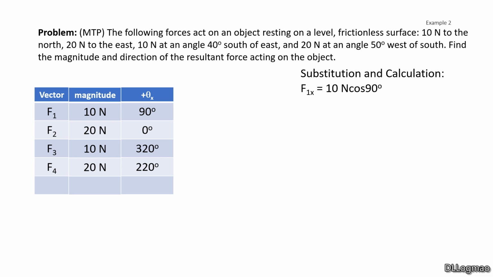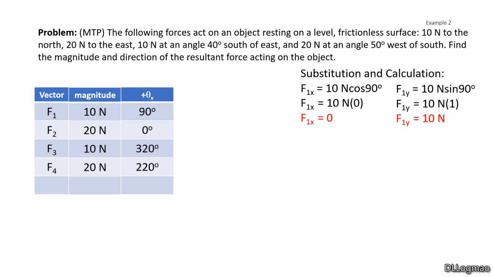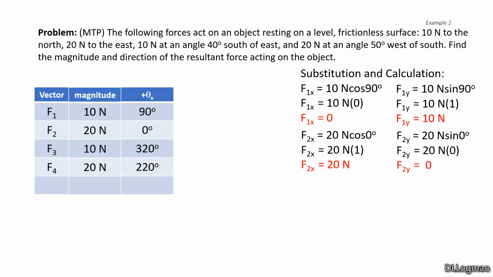The x component of f sub 1 is 0. The y component of f sub 1 is 10 newtons. Remember that f sub 1 is a vector acting along the positive y-axis. The x component of f sub 2 is 20 newtons. The y component of f sub 2 is 0. Note that this vector is acting along the positive x-axis.